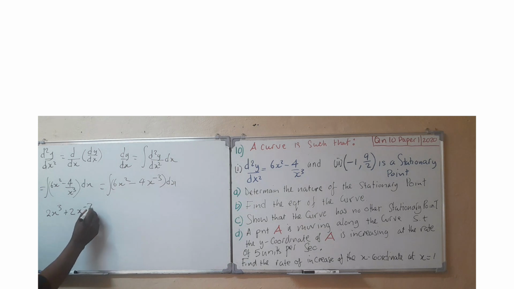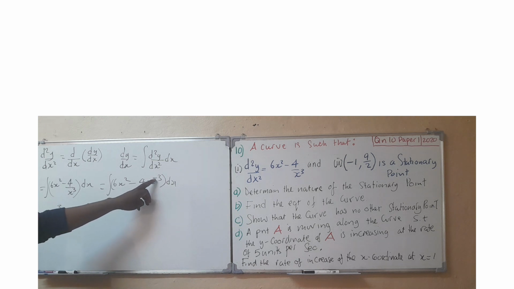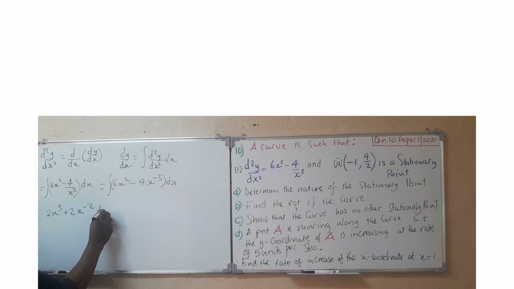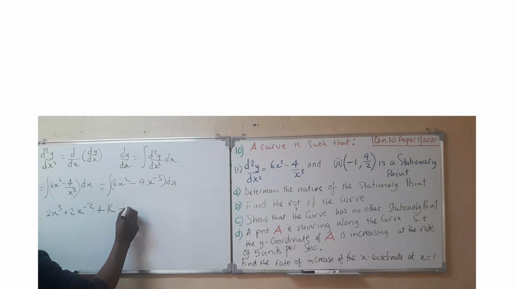Okay, let's just check our differentiation there. This was raised to the power, it becomes minus 2. This was negative, it becomes plus there. But of course we need a constant of integration, an arbitrary constant. So this is our dy/dx.